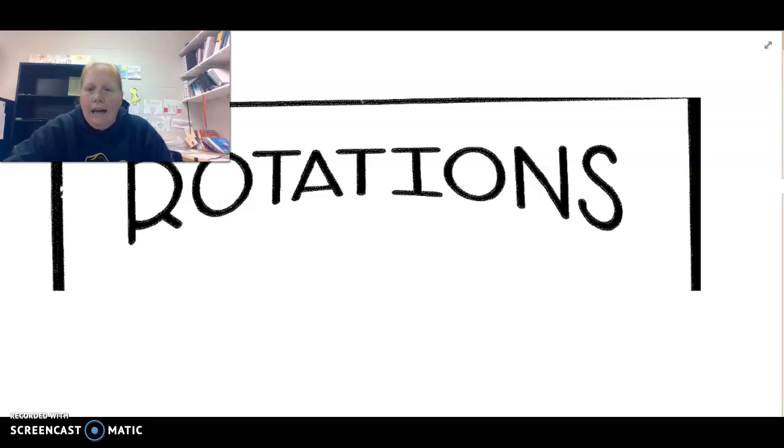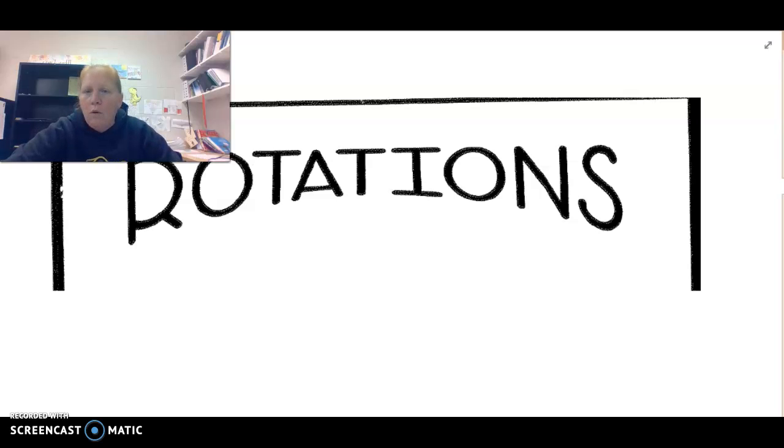All right, let's look at our rotations foldable. Now, hopefully by now you have cut off all the excess around it. And then at the end of this video, I'll show you how we fold this. This foldable is kind of folded kind of weird, kind of like an accordion, but I'll show you at the very end after we fill this all out.